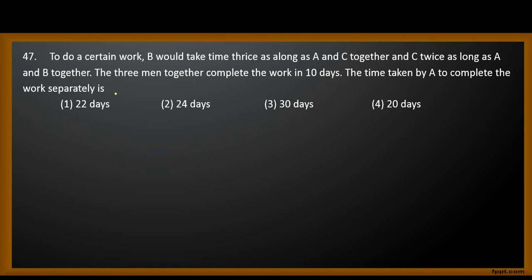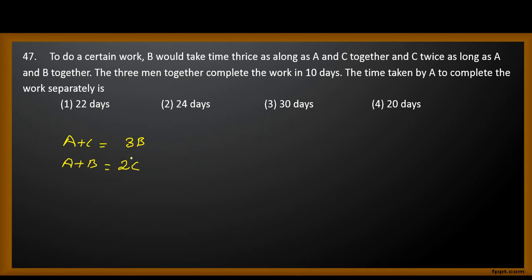Next, to do a certain work, B would take time thrice as long as A and C together. It means A plus C is 3 times as efficient as B. Okay. Similarly, what is the other case given? A plus B. It means C takes twice as long as A and B together. So 2 times C. Okay.